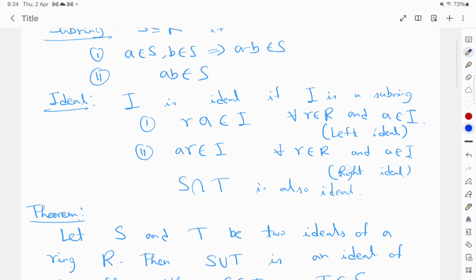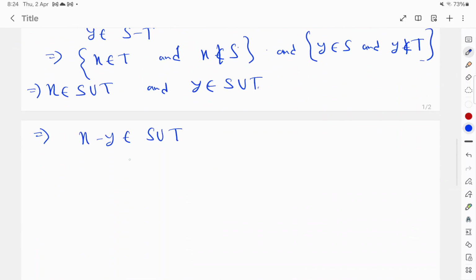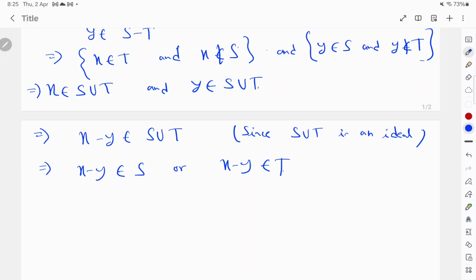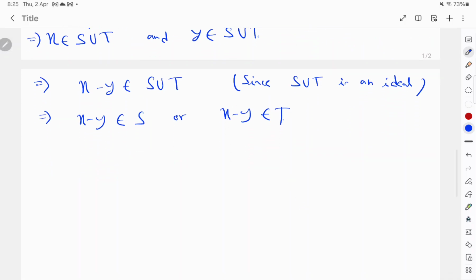We have discussed all the properties here also again. Anyway, since S union T is an ideal, X minus Y belongs to S union T. So what can you say from here? Whenever it belongs to S union T, obviously it implies X minus Y belongs to S or X minus Y belongs to T. One of the scenarios must happen, right?